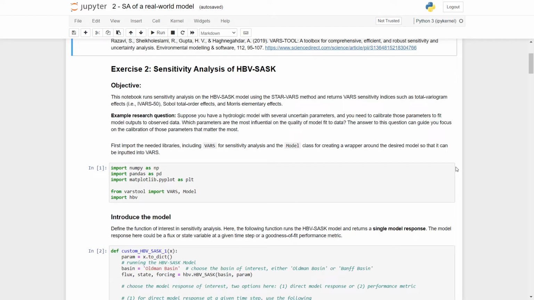An example research question for this tutorial would be, suppose you have a hydrologic model with several uncertain parameters and you need to calibrate those parameters to fit model outputs to observed data. Which parameters are the most influential on quality of model fit to data? To answer this question, you can guide your focus on the calibration of those parameters that matter the most.